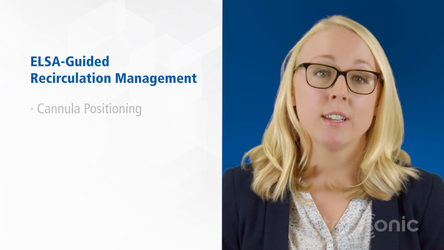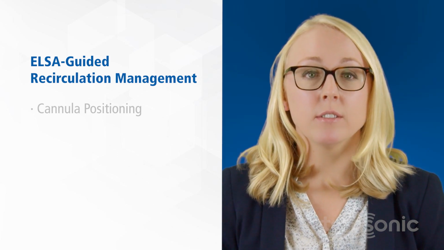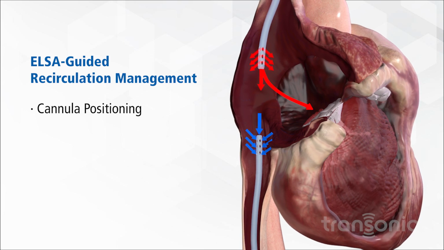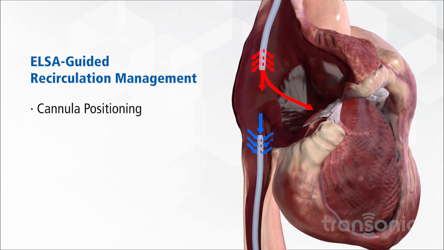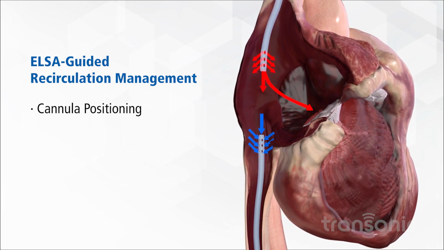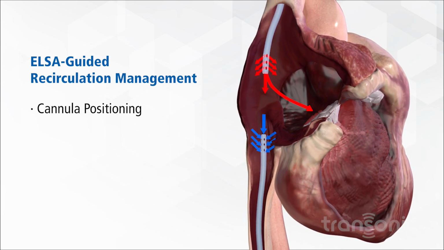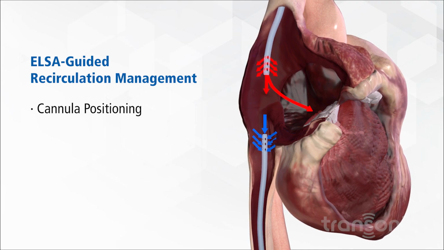Once recirculation is identified using the ELSA monitor, steps can be taken to eliminate and reduce recirculation and optimize treatment. For all VV ECMO configurations, cannulas must be placed in the ideal position within the venous circulation. Take note how each cannulation technique is susceptible to recirculation.